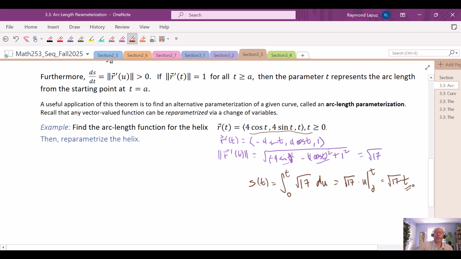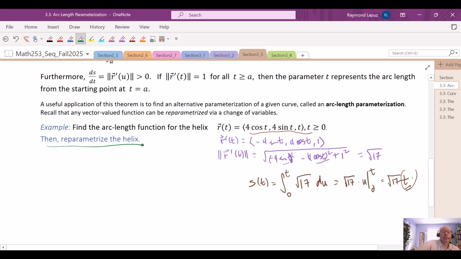And then if I want a different problem going from 0 to t equal to 7, then I would just put 7 here, and then that would be it. So that's what makes this arc length function kind of handy. So now if we want to reparameterize this so that it's parameterized by arc length, let's answer the second question over here.